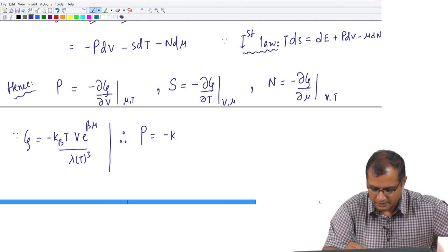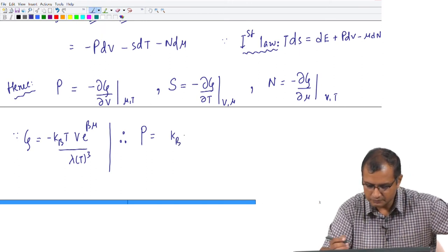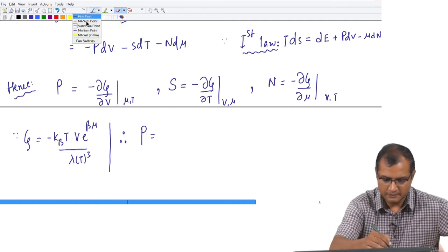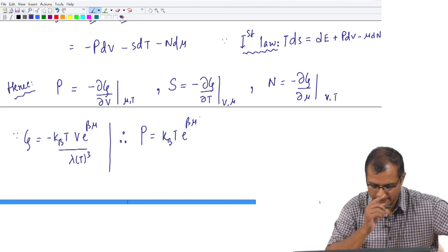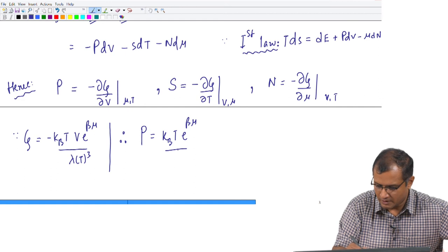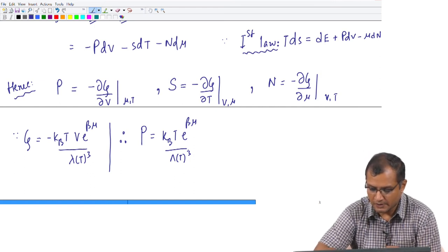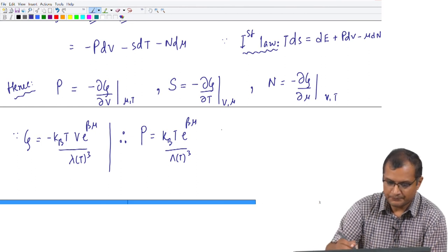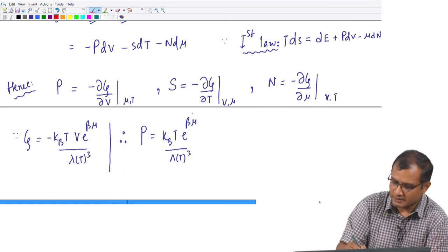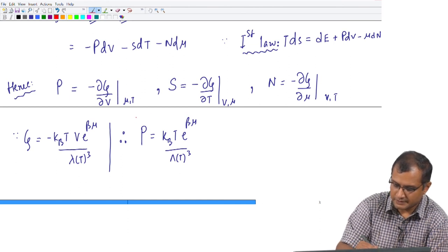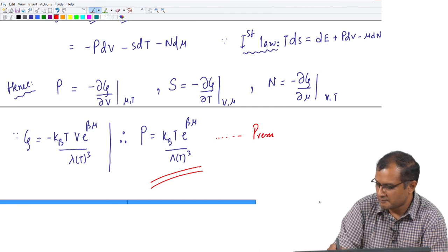So, it is simply minus minus turns into positive, because there is already a minus sign in the grand potential. So, it is simply kT e raised to beta mu over lambda T, the whole cube. Okay. So, as you can see, this is the pressure of our gas at constant mu, V, T conditions. So, I am going to sort of underline it. This is the first expression for pressure, okay.